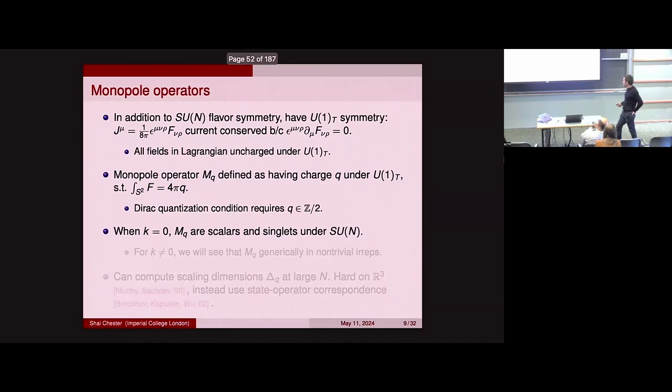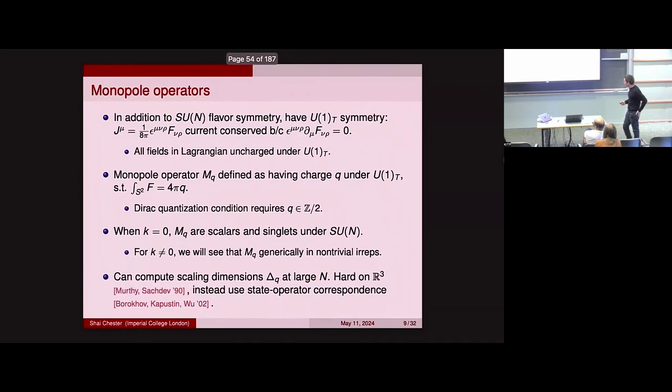And when the Chern-Simons level is 0, these monopole operators are scalars under the global symmetry, as well as singlets. And when the Chern-Simons level is non-zero, though, you have to dress the operators such that they start having non-trivial representations. And so the basic way of studying these operators, you compute them in a large flavor expansion. This was actually first done by Sachdev and Murthy back in 1990. A more efficient method was later shown 12 years later by Kapustin and collaborators. So we're going to use the latter method.